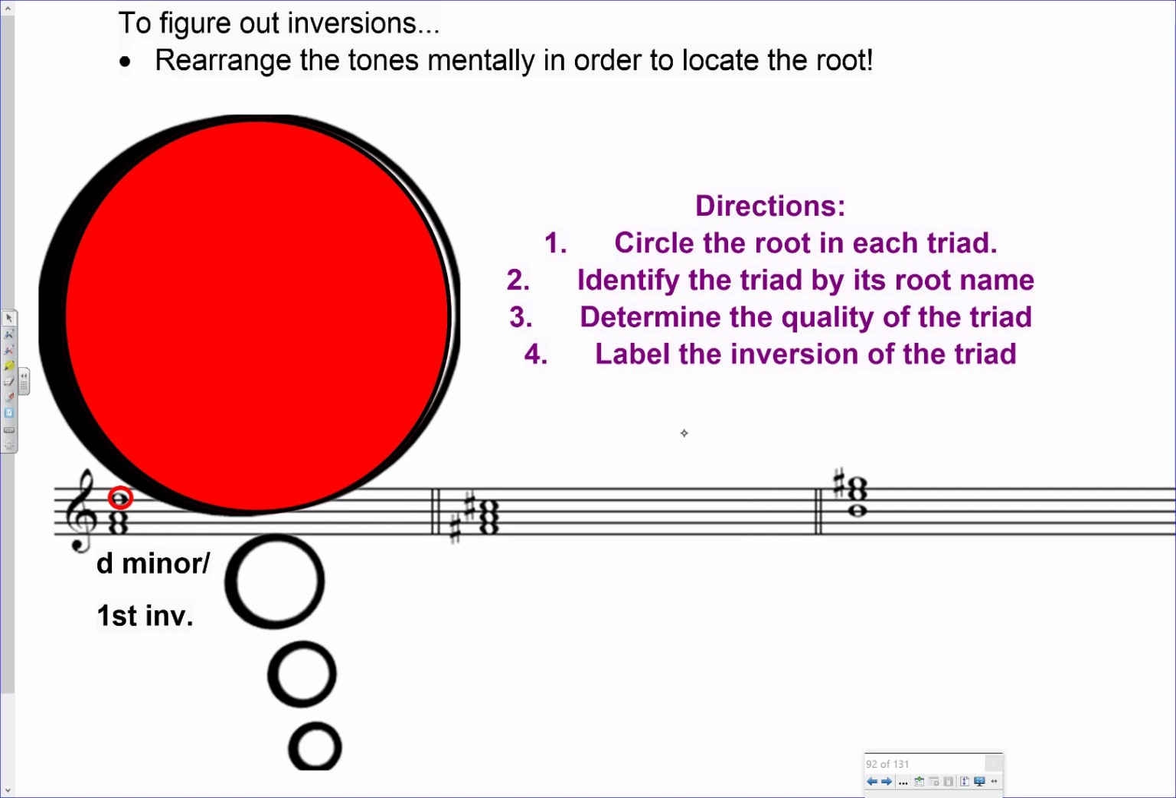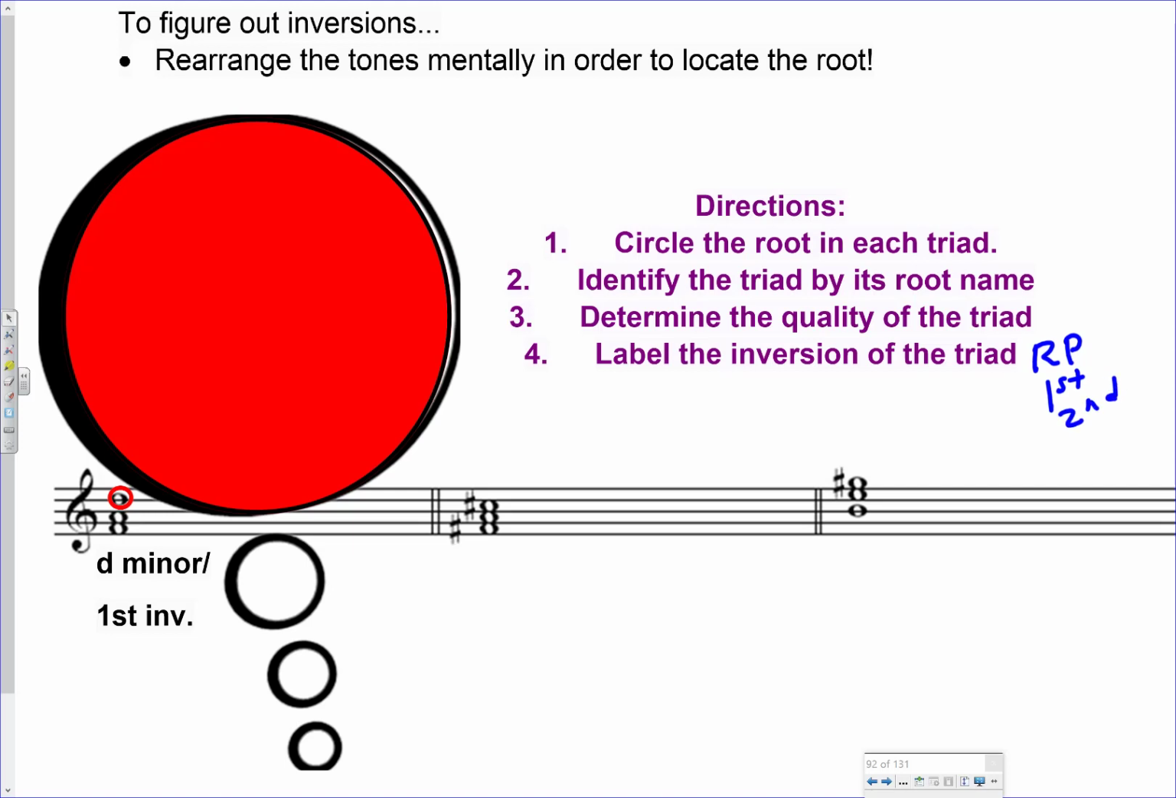So what we have to do on this page is, number one, circle the root in each triad, after you rearrange the tones mentally in your head in order to locate the root. Once you have done that, then you can identify the triad by its root name, because remember, triads get their name from the root. After that, we should determine the quality of the triad. In other words, rearrange them so they're in superimposed thirds, so you can figure out the exact quality, whether it's major, minor, diminished, or augmented. Finally, step 4 is to label the inversion of the triad. And we'll do that by either writing RP if it's in root position, or first if it's in first inversion, or second if it's in second inversion.